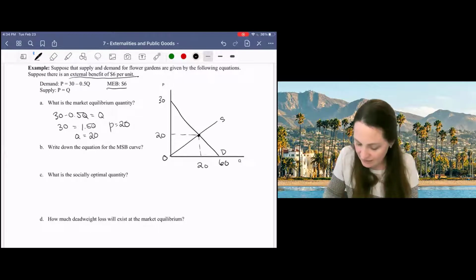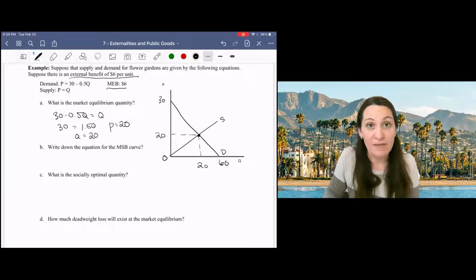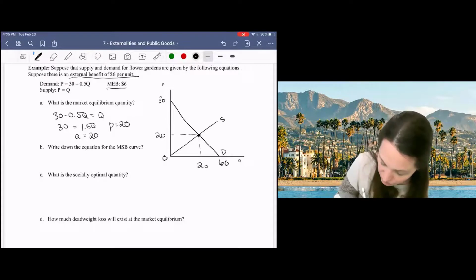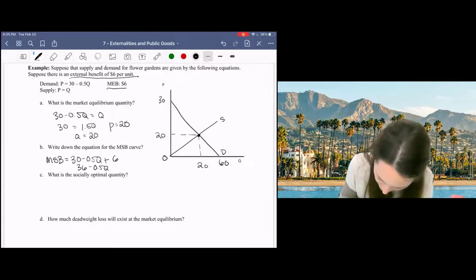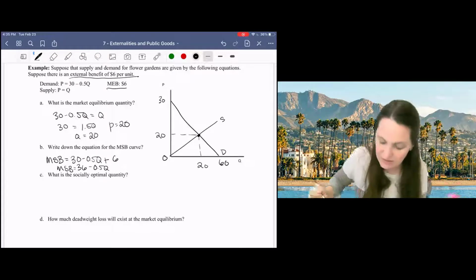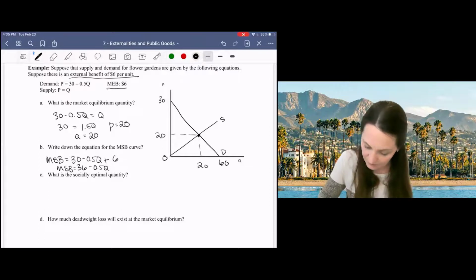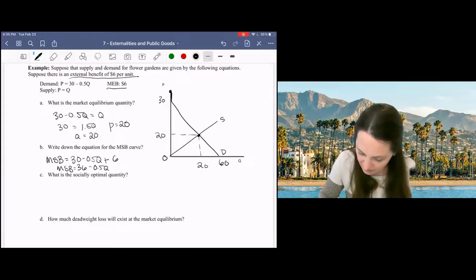Now, we know that this is not the socially optimal outcome and that the socially optimal quantity will be higher than 20 since we have an external benefit. To find the socially optimal quantity, we'll start by writing out the marginal social benefit curve. And to do that, we're simply going to take our demand equation and add the marginal external benefit. So the marginal social benefit curve here is 36 minus 0.5Q. Notice that we've just shifted the demand curve up by 6, which is the marginal external benefit.